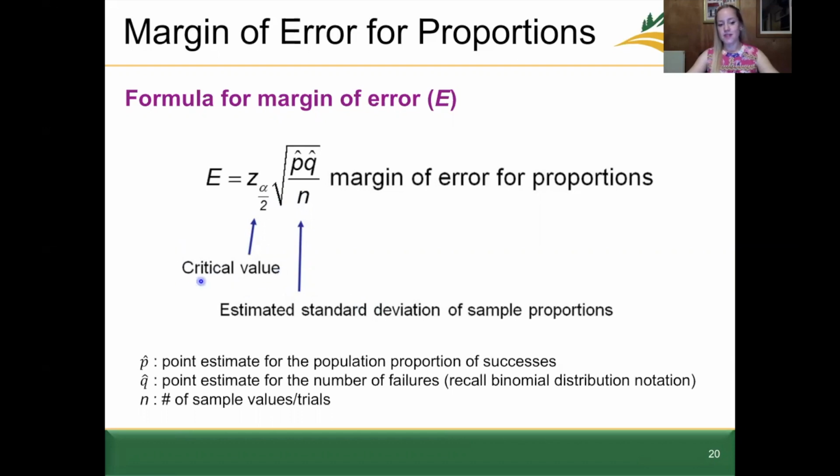And this value here you've seen now, so this is our critical value. For this estimated standard deviation of sample proportions, we're going to take p hat, which is the point estimate for the population proportion of successes, multiplied by q hat, which is the point estimate for the proportion of failures. Remember, this terminology of p and q goes back to the binomial distribution section. And we're probably comfortable now with n, which is the number of sample values or trials. So for this part, we take p hat times q hat divided by n, and then take the square root of that value. Then to ultimately find E, we take this critical value multiplied by all of this.